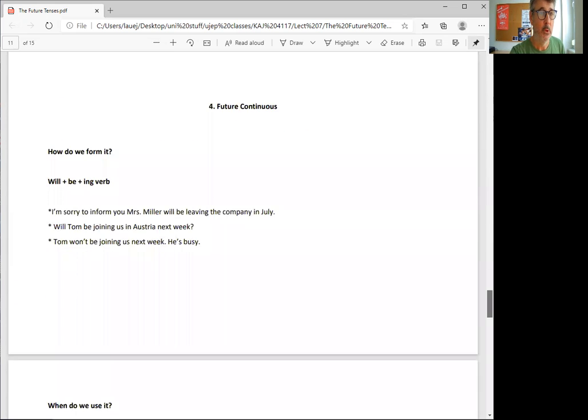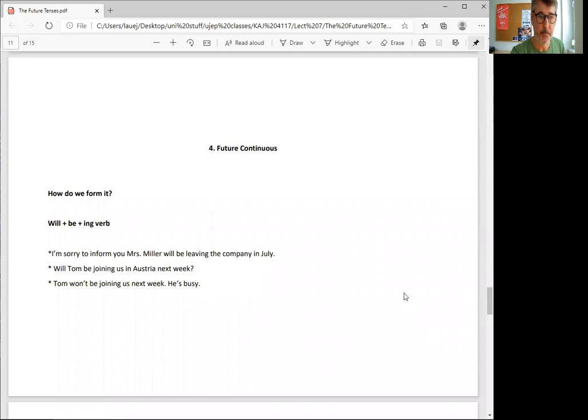Now, future continuous, the next two examples, future continuous and future perfect, are where people start to get a little confused and it's a little more difficult. And with future continuous, the first thing is how do we put it together? How do we form it? Because you probably have not necessarily been exposed to this before.